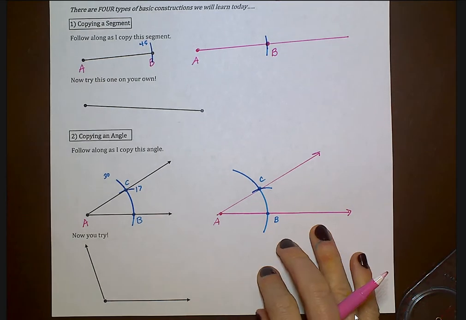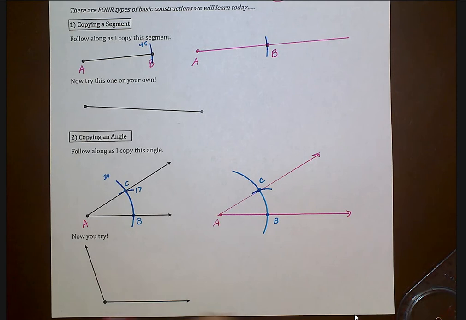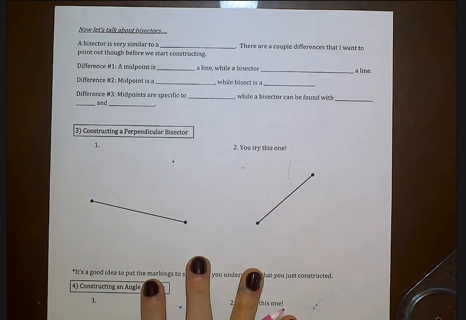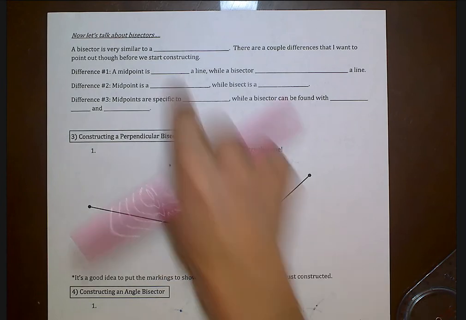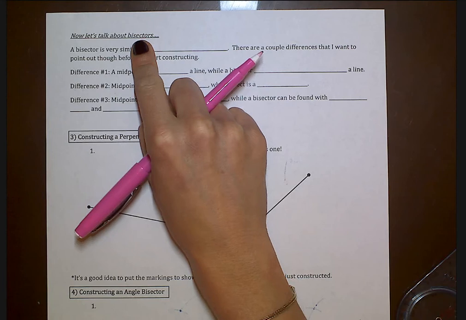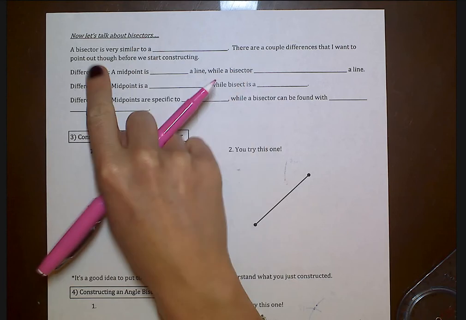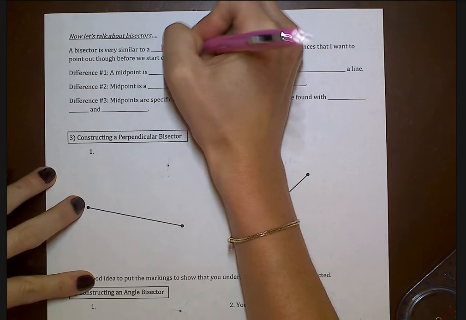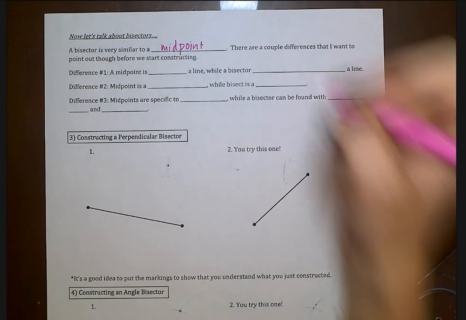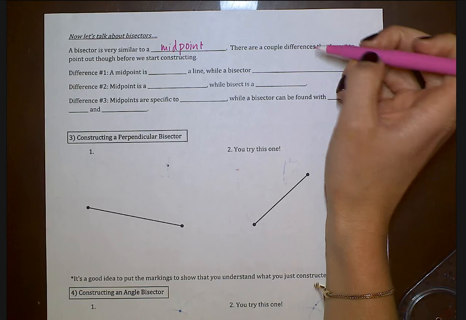Okay, so now I want you guys to try the one at the bottom. I'm gonna flip it over and look at the back. The last two constructions talk about bisectors. You may have never heard that word before, so let's go ahead and define it. A bisector is really similar to a midpoint, guys. We talked a lot about midpoints a few lessons ago, but there's a couple differences I want to point out.